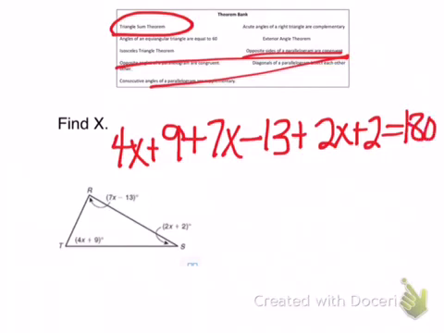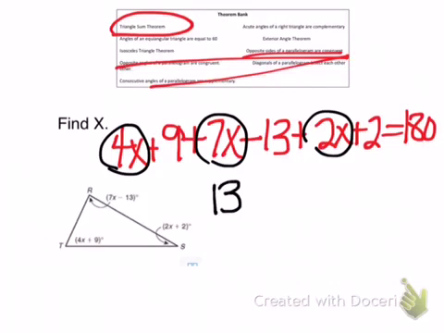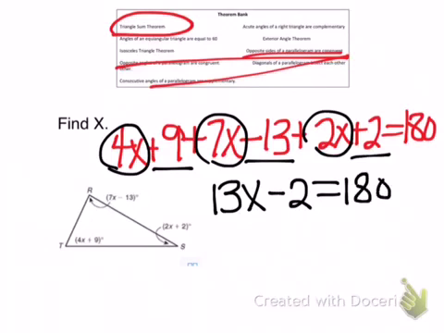So now all I have to do is my algebra. I'm going to add my like terms. 4x plus 7x plus 2x is 13x. If I add my constants, 9 and negative 13 is negative 4, plus 2 is negative 2. And that still equals 180.